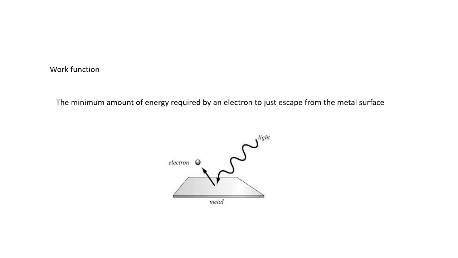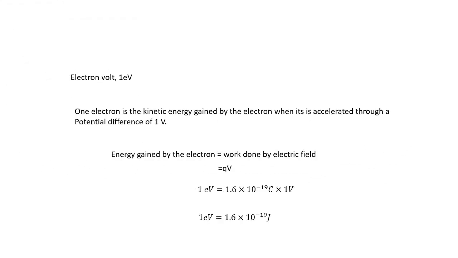So here we come across a term known as work function. So what is a work function? It is the minimum amount of energy required by an electron to escape from the metal surface. So what we have noticed is that when light of sufficient energy falls on the metal surface, these free electrons are emitted from the metal surface. Now your work function is measured in electron volt. So what is 1 electron volt?